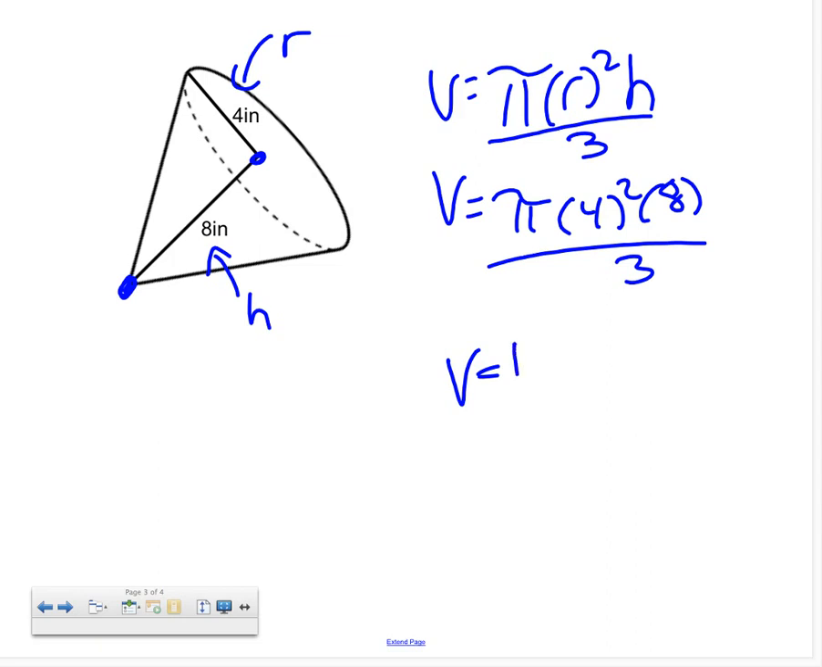And I get 133.97. If you want to be really exact, it'd be 0.973 repeating. Again, that bar means the 3 goes on forever and ever.